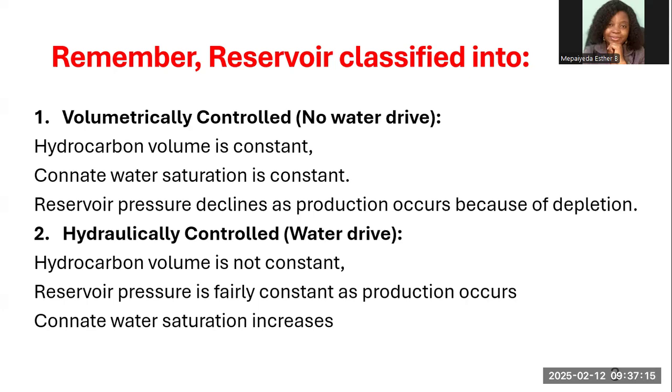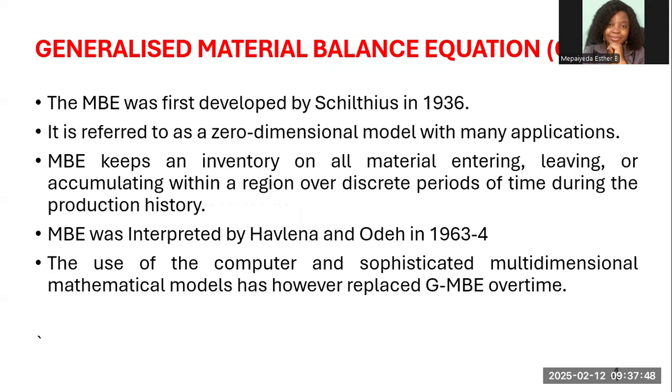The reservoir pressure is fairly constant as production occurs, and this is because there is constant supply of energy from the aquifer, that's the water body. Okay, and as well, the connate water saturation increases due to influx of water from the water body. So basically, we have the volumetrically controlled, where there is no water drive, no water influx, and then the hydraulically controlled, in which you have the presence of energy from the water drive.